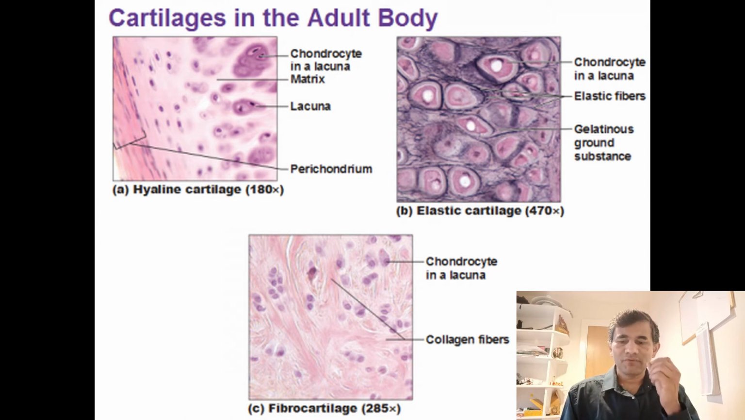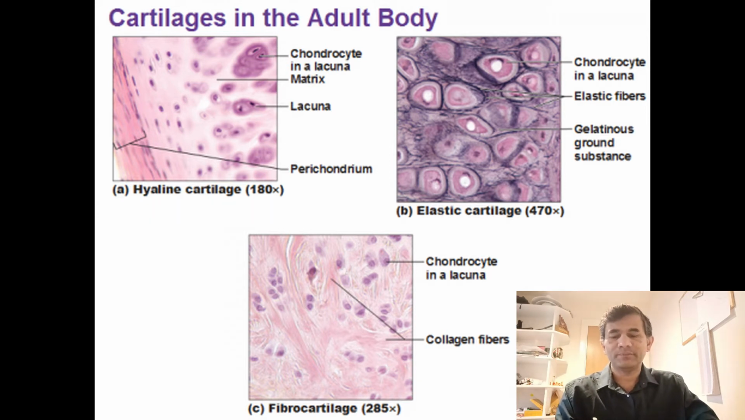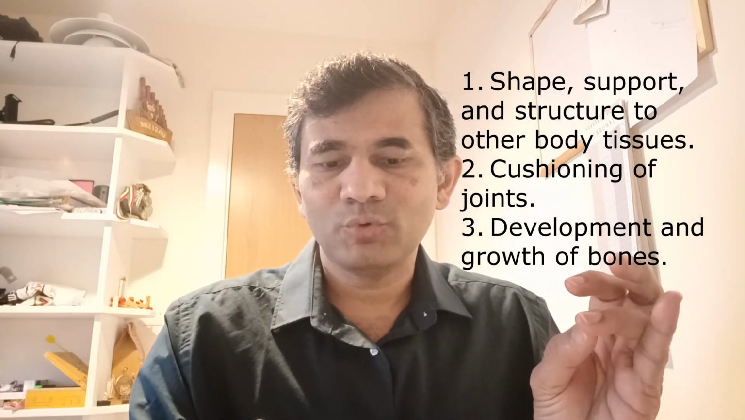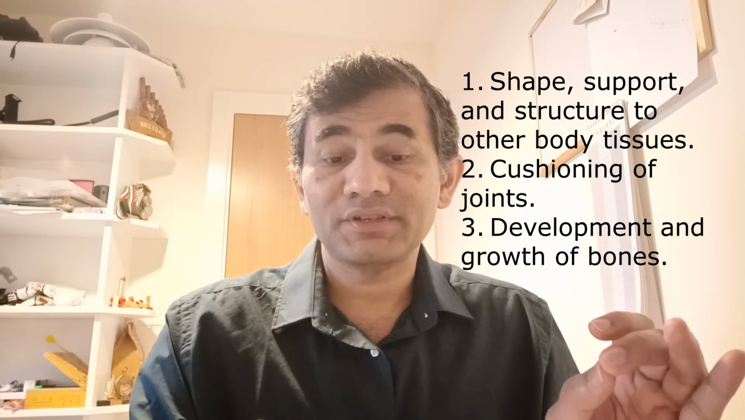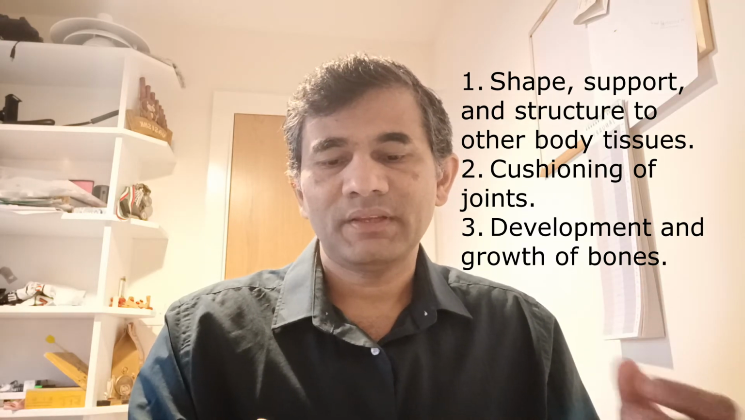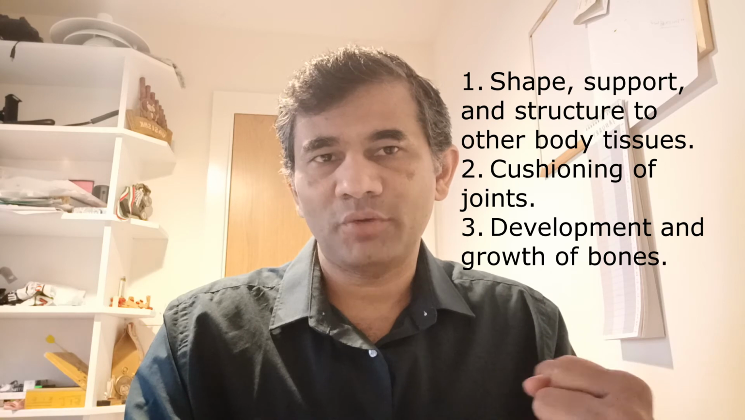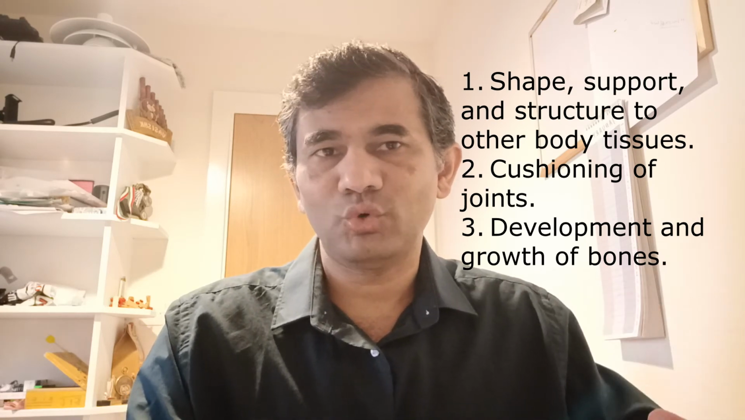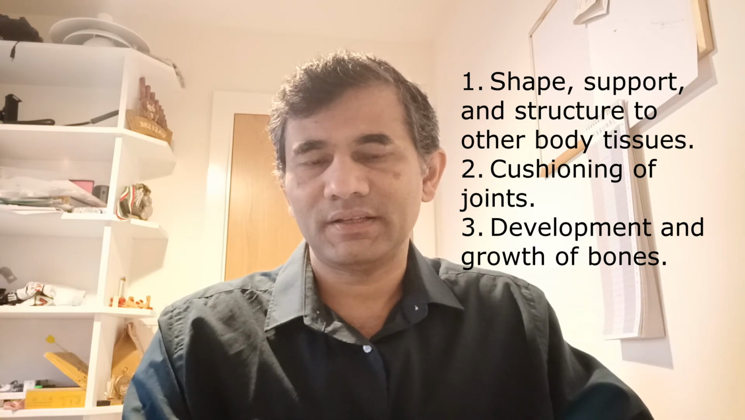Now we can fold the cartilages in ear, but the cartilages which are there in joints, they are not flexible like the nasal or ear cartilage. They are quite firm and inflexible. What is the function of cartilage? They shape, they support, and they help in structure of body tissues. They form cushioning of the joints, and they help in the development and growth of the bones. So very important part of the cartilage.